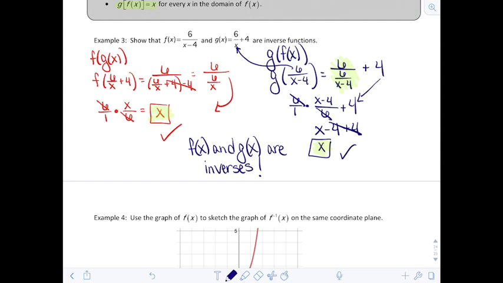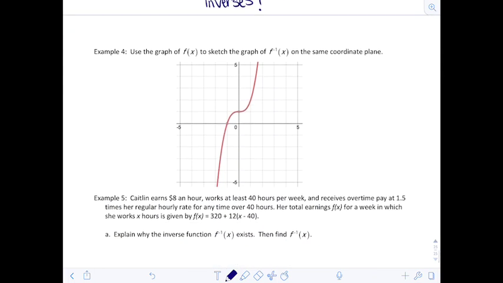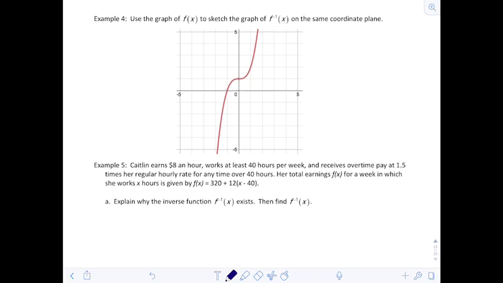Okay, so the last page, we're going to look at a graph. This first example, we're going to look at the graph, and we're going to use the graph to sketch f inverse on the same coordinate plane. We can see that f of x passes the horizontal line test, so f inverse of x will definitely be a function as well.